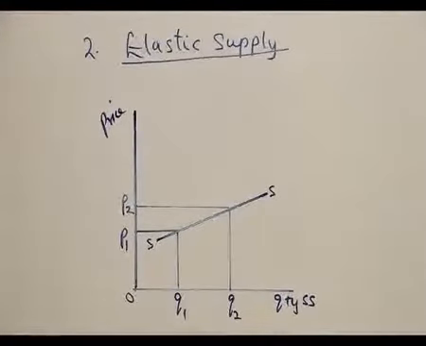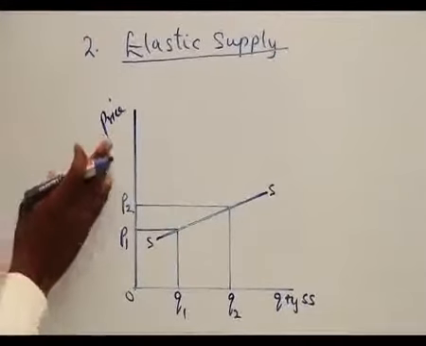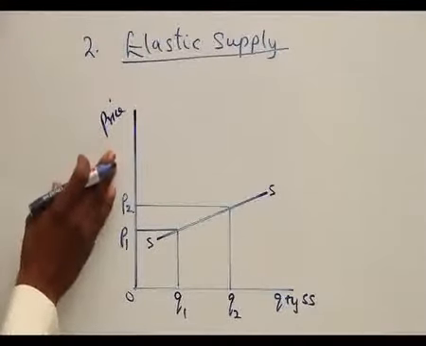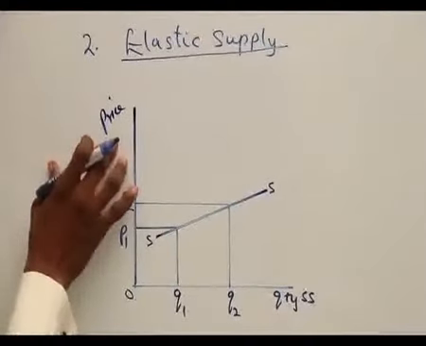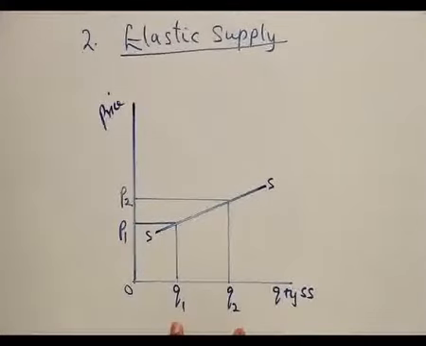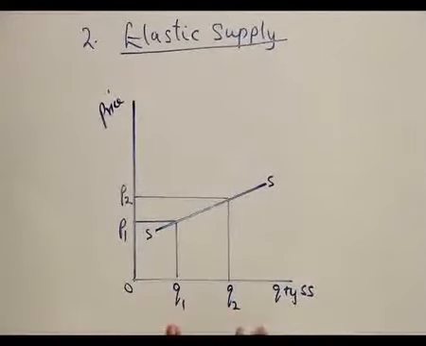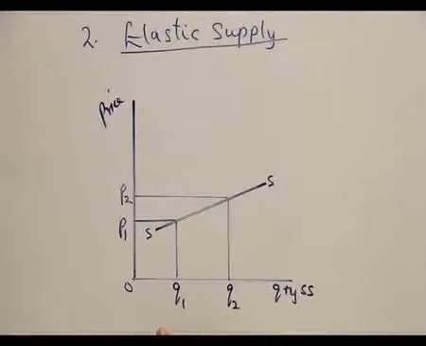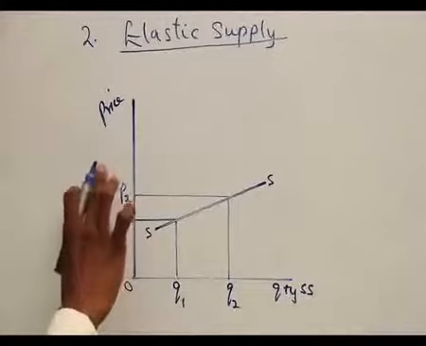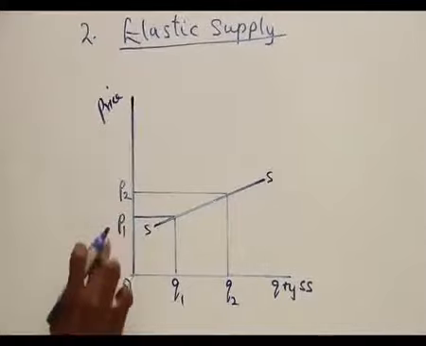Number 2, elastic supply. Elastic supply is another type of price elasticity of supply. And what are we talking about here? In price elasticity of supply, we have two variables: price of the commodity and quantity supply of the commodity. On the quantity axis, we can see from Q1 to Q2 there is a change, either to the right or to the left. On the price axis, we can also see a change from P1 to P2 or P2 to P1.